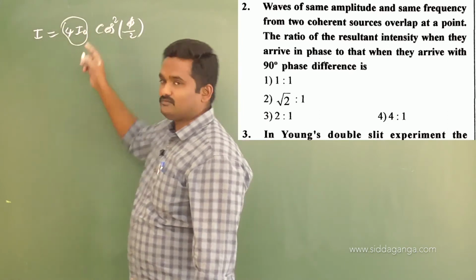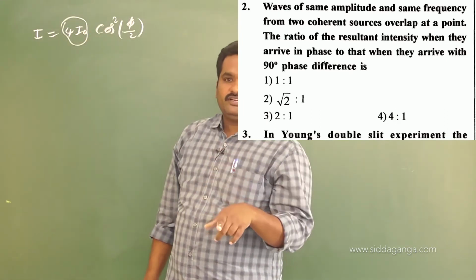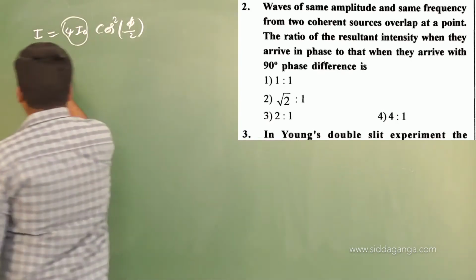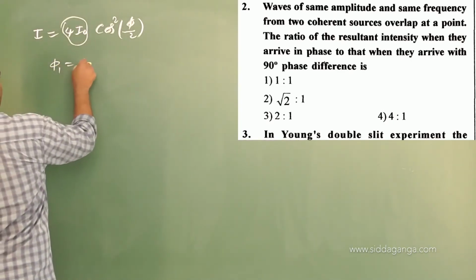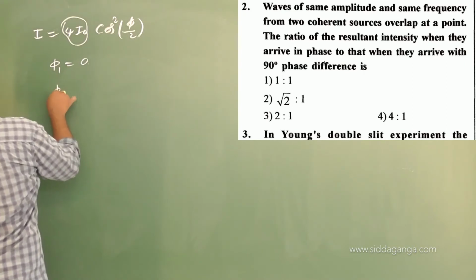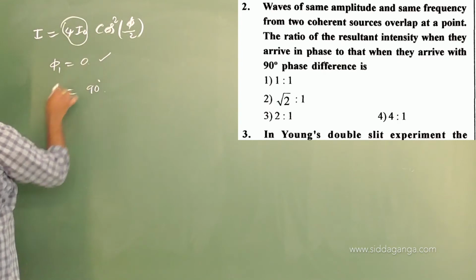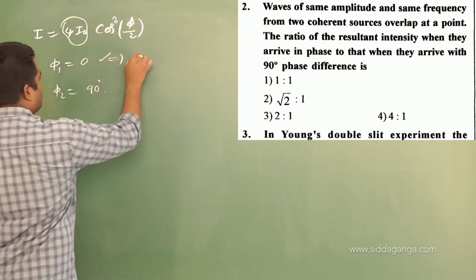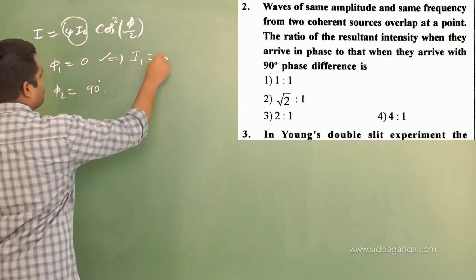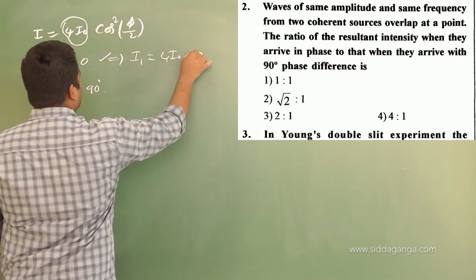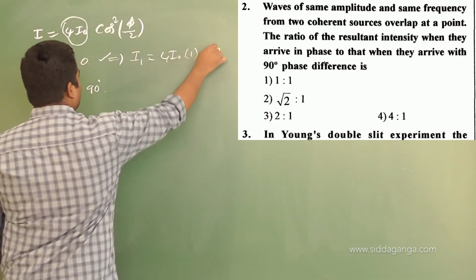Then they are arriving at a point, right? The ratio of resultant intensity when they arrive in phase. In phase means phi equals 0, and out of phase means out of phase by 90 degrees. If they interfere with phi 1 equal to 0, at that point what will be the intensity? It is 4I naught into cos 0, which is 1, so we get 4I naught here.